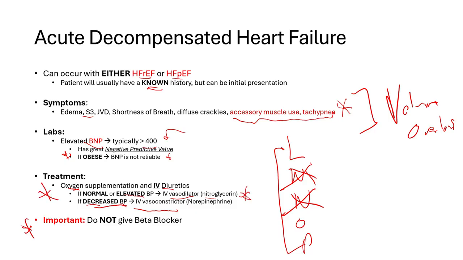So understand how people with acute decompensated heart failure are going to present with accessory muscle use, tachypnea, and then fluid overload. Understand that BNP is not the most reliable marker, especially in obese individuals. And then understand how we treat this. Always stopping the beta blocker. Everyone gets O2 supplementation and IV diuretics. And then we see if they need to be put on nitroglycerin if their BP is too high, or a vasoconstrictor if their BP is too low. And that concludes this lecture on dilated cardiomyopathy.